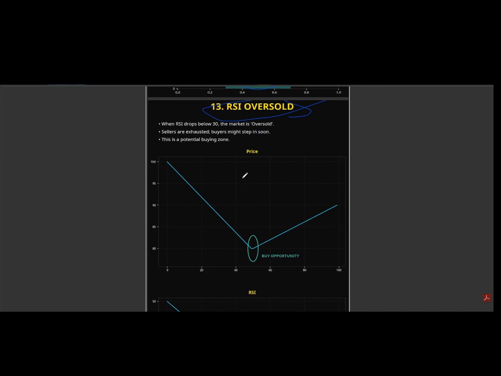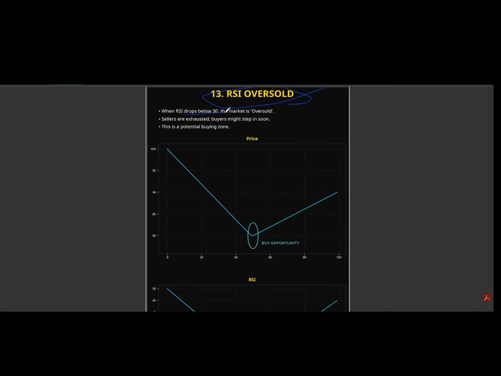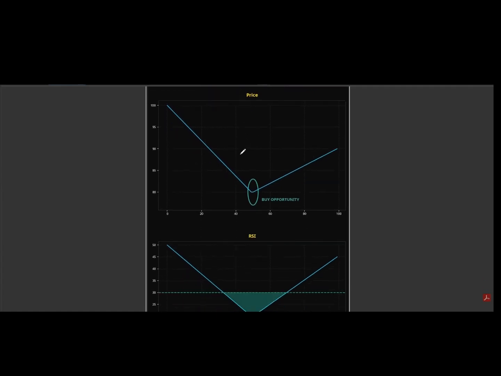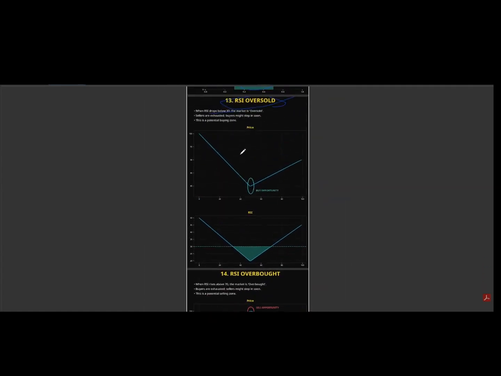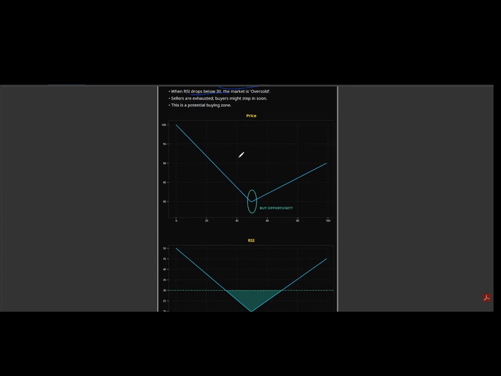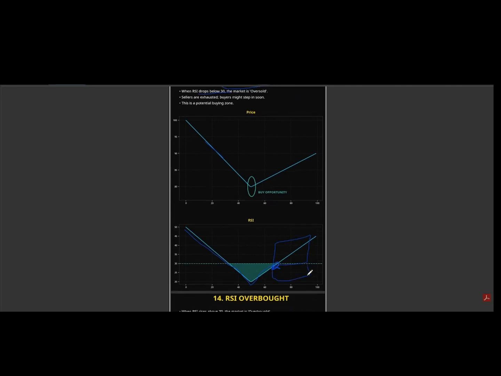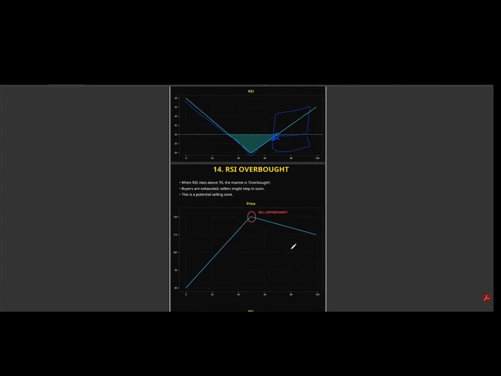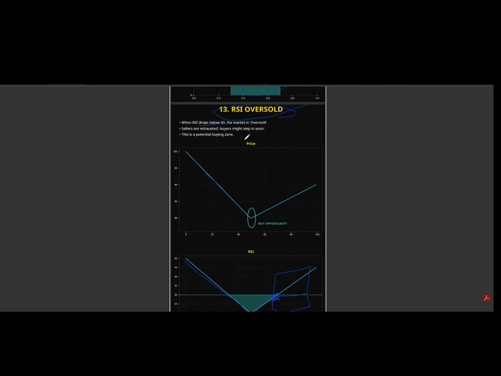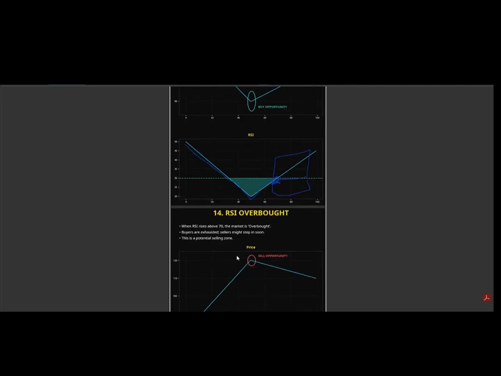Now RSI oversold, how do you use this as your strategy? Whenever RSI drops below 30, it is a good buy opportunity. When you look at this, the price was going down, and the RSI went below 30. So when it comes back to the 30 line, it is a good signal for you to go long. You can take 1:2 or 1:3 risk reward according to your risk management plan, and you can get easy longs.